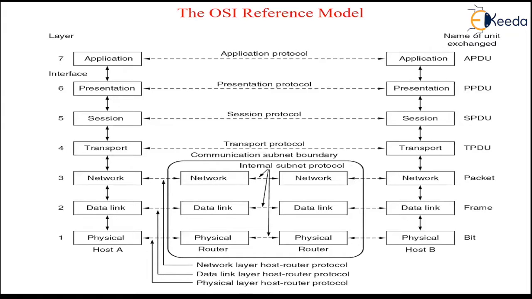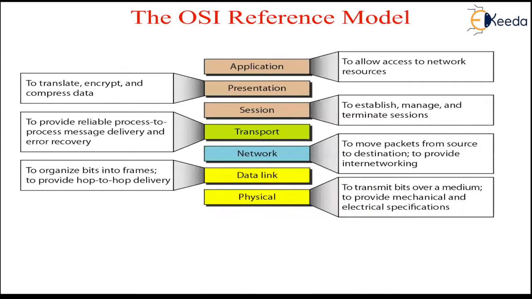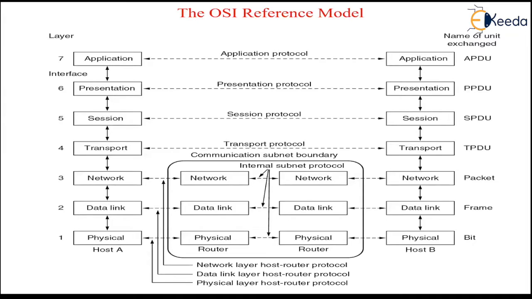The next function of the network layer is routing. When independent networks or links are connected to create a larger network, the connecting devices, which may be routers or switches, route or switch the packets to the final destination. One of the functions of the network layer is to provide this mechanism.